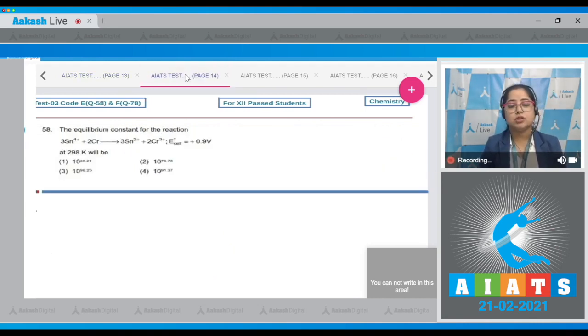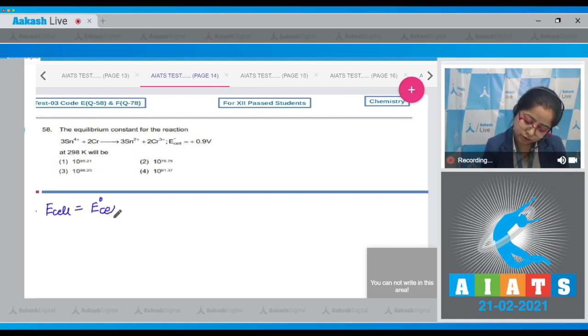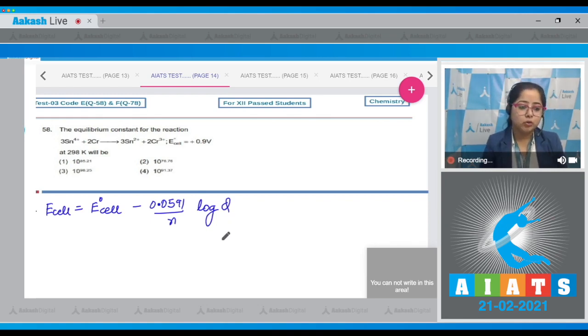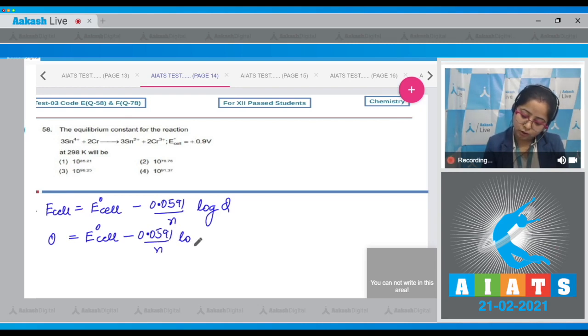Moving to the next question, which is question number 58. The equilibrium constant for the reaction 3Sn4+ plus 2Cr gives 3Sn2+ plus 2Cr3+ at 298 Kelvin will be. Students, we all know that E cell is equal to E naught cell minus 0.0591 upon n log Q. At equilibrium, we know that E cell will be 0. So 0 is equal to E naught cell minus 0.0591 upon n log K.